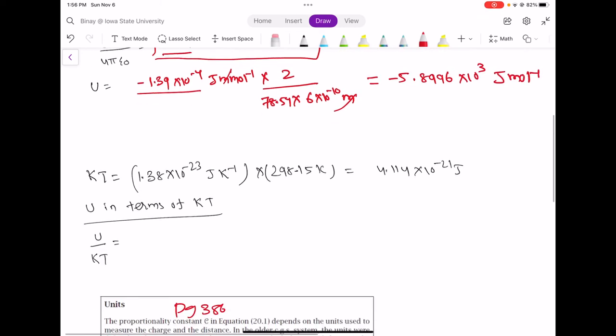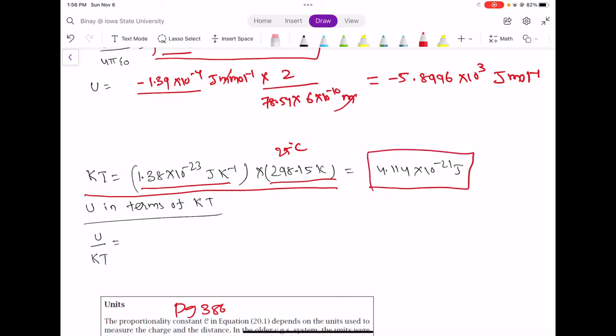Okay, now we need to find U in terms of kT. kT we can directly calculate from Boltzmann's constant. Boltzmann's constant in terms of joule is this, and T is given as 25 degrees Celsius, which is roughly equal to 298.15 Kelvin. If we multiply using a calculator, we find kT as this. Now U in terms of kT, you can easily take the ratio. So U over kT: I substitute the value of U, minus 5.8996 into 10 to the power 3 joule per mole, divided by kT, which is 4.114 into 10 to the power minus 21 joule. So this joule cancels out.